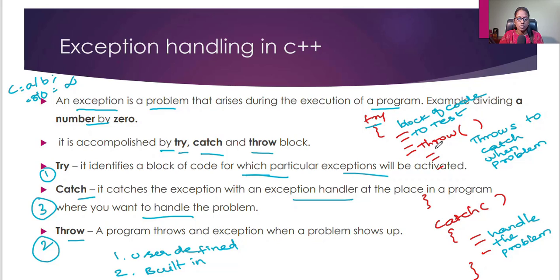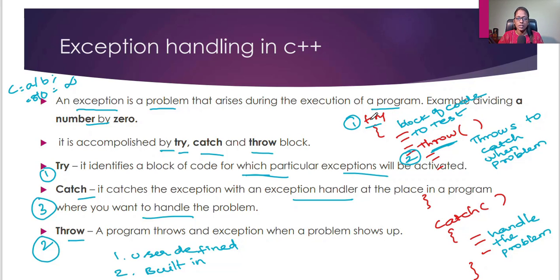The throw keyword, the second one after try. A program throws the exception when a problem shows up. When there is any problem in this block of code, the throw statement immediately throws that exception to the given block, so that it can be caught by the catch block. A program throws the exception when a problem shows up.